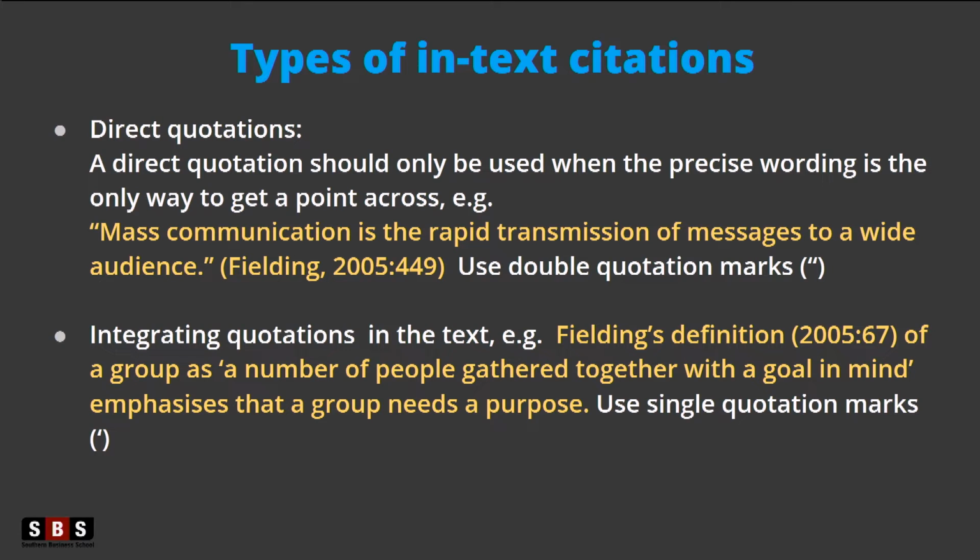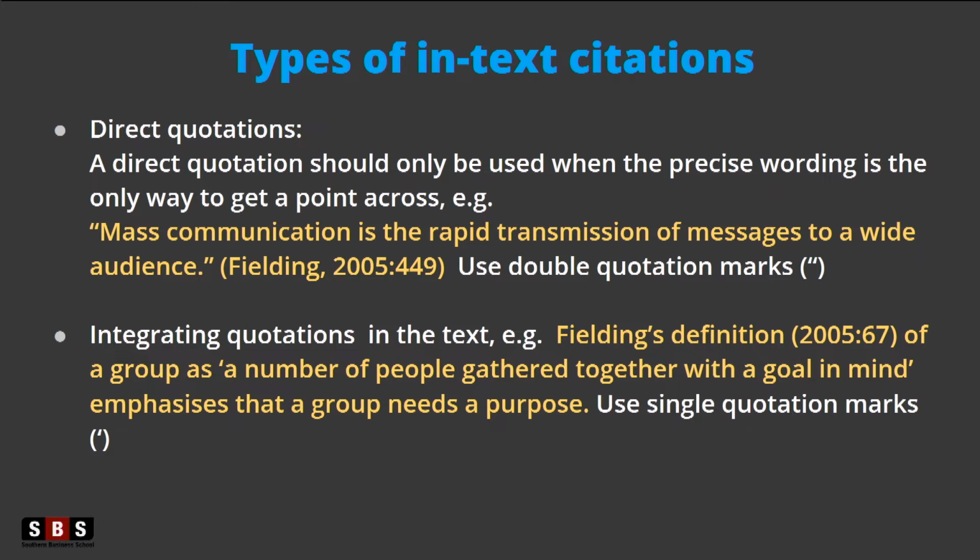However, one can also integrate a quotation into your text, into your sentence. In other words, you don't quote the full sentence. You express your own idea, but to maybe strengthen your argument, you want to use the direct words or a phrase from the original text. As in our example, you would see Fielding's definition, because we mentioned the author's name, we only put the date and the page number in brackets of a group as, and then we have the integrated quotation.